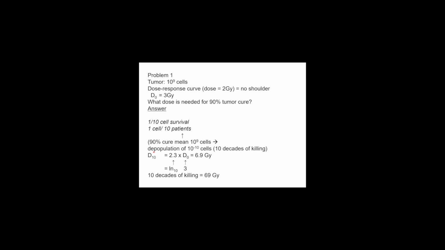You use this formula: 1 decade of killing is equal to 2.3 times the D0. In this example, the D0 is 3 gray, so it's 2.3 times 3, which is 6.9. That's the amount to give you 1 log of killing. We need 10 logs of killing. We need 69 gray. So this is a typical kind of question, and there was no reason why they had to tell you what the dose was or anything else. They just told you that to make you guess. Let's skip that, we'll go back to that one in a minute.